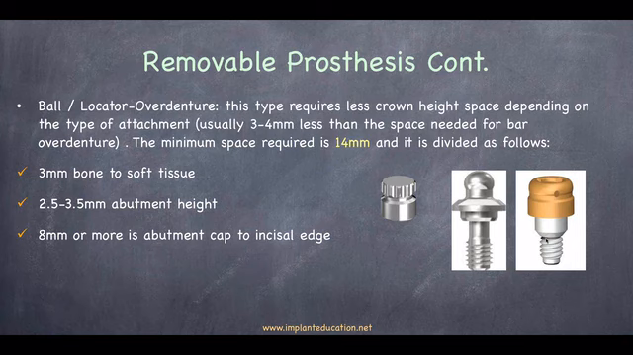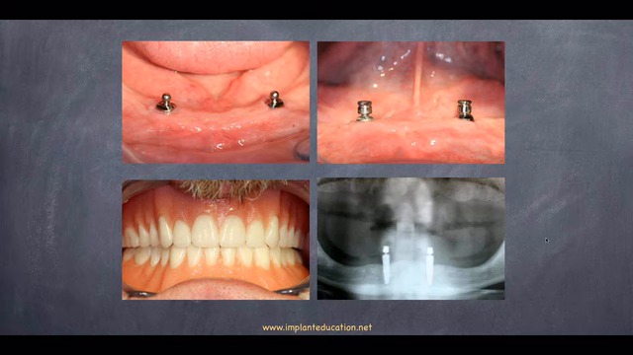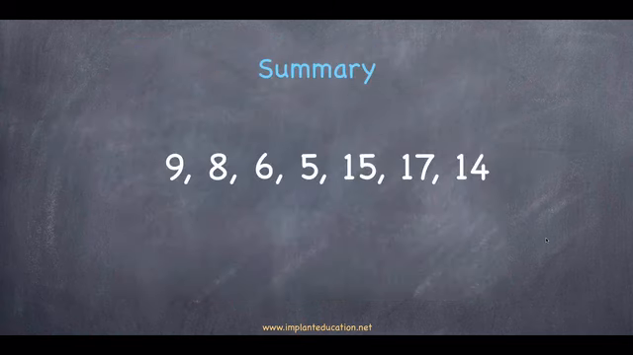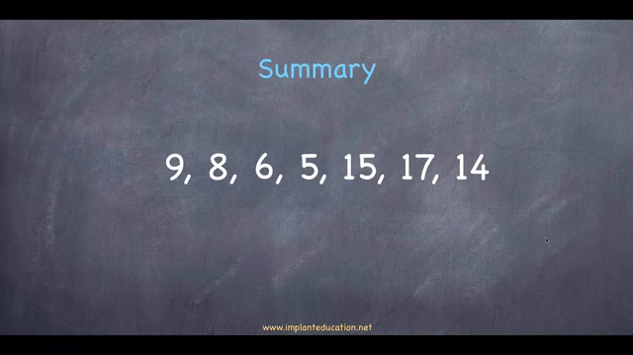As you can see here, 14 millimeters or could be a little bit less for locator abutments in particular of vertical restorative space would be adequate for you and for the lab to fabricate for the patient a ball or locator overdenture. These numbers again are 9, 8, 6, 5 for a single fixed implant prosthesis, 15 for multi-unit, under which we said we should do porcelain, above which we will do acrylic, 17 for bar overdenture, and 14 for locator or ball overdenture.